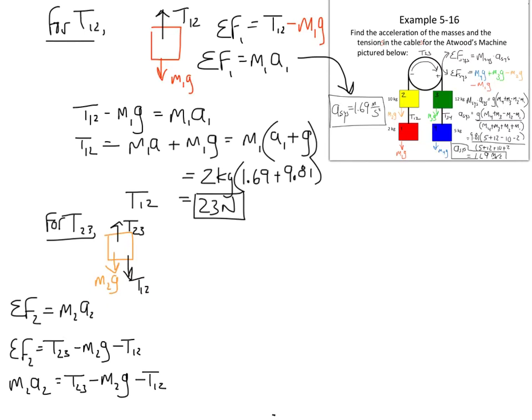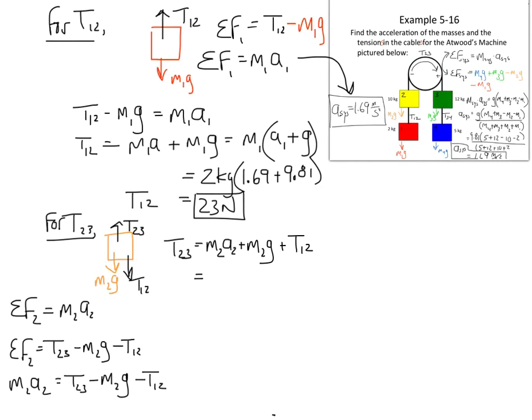What are we solving for again? We're solving for the tension between 2 and 3, right? Between these guys right here. So I'm going to add mass 2 gravity over and add the tension between 1 and 2 over as well. So we're going to get something like this. Tension between 2 and 3 equals mass of 2 times the acceleration of 2, or the system, right? Plus mass 2 gravity, because that's being added over, plus tension between 1 and 2. Okay? That's all we need.